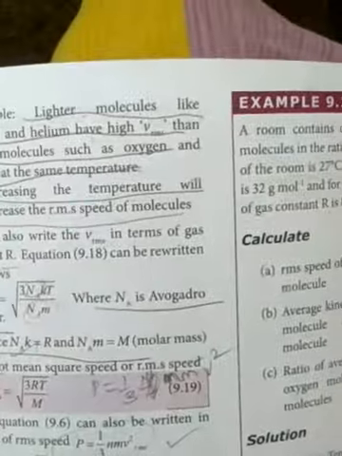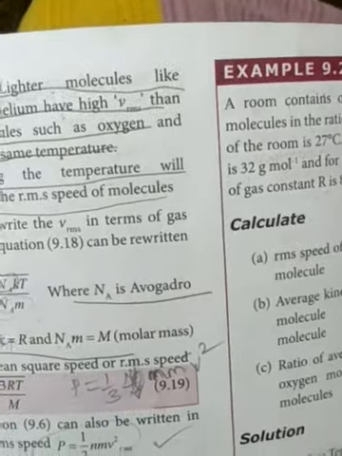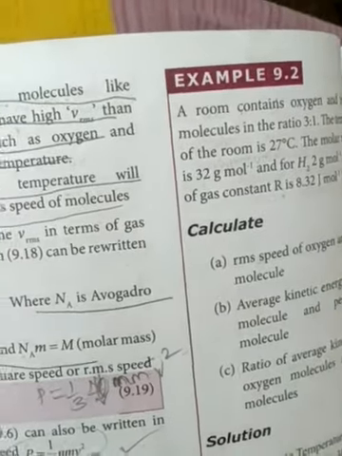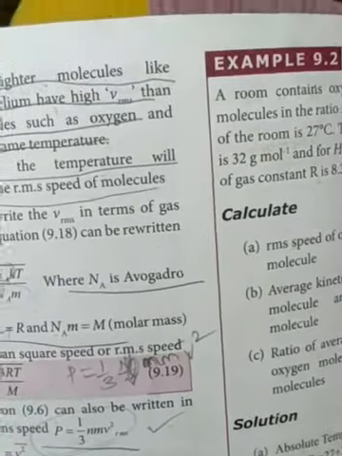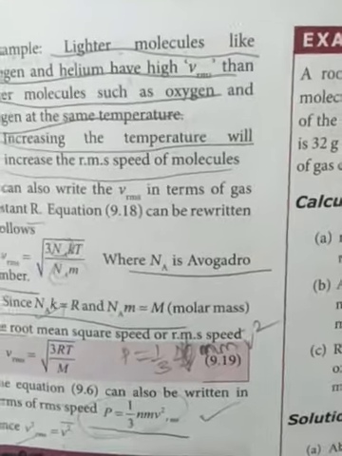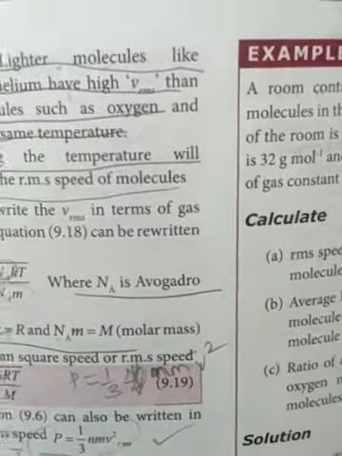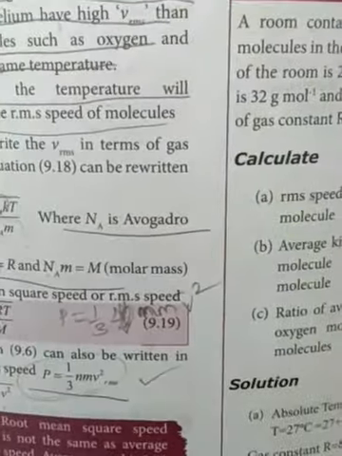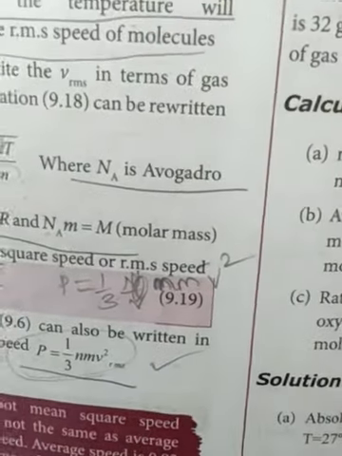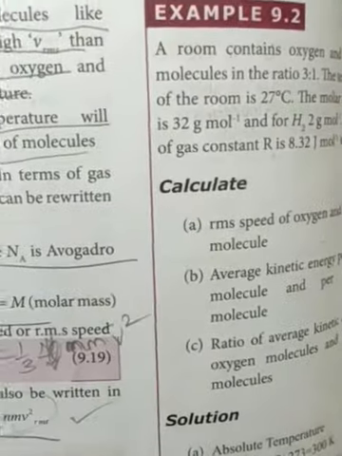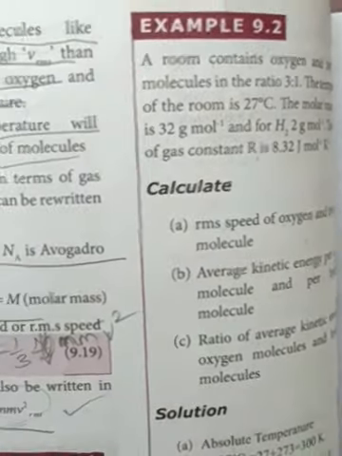We can also write VRMS in terms of the gas constant R. So the equation can be written: VRMS equals the root of 3 Na kT divided by Na m, where Na is the Avogadro number, the number of molecules per mole. We apply the Avogadro principle, multiplying and dividing by Na.